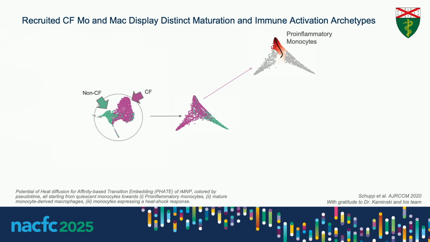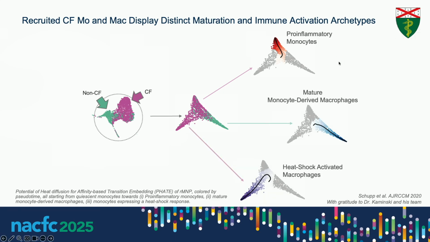So then we identified two CF specific trajectories of maturation within those monocytes and macrophages. Importantly, those two subsets were either pro-inflammatory monocytes that were very immature, very angry immune cells that could not clear bacteria but caused a lot of trouble, or heat shock activated macrophages, which were a little bit more mature in terms of looking like a macrophage, but were not effective at clearing bacteria either, and exhibited a lot of issues with cell death pathways. Meanwhile, our healthy controls had a preponderance of just healthy, pro-resolving, bacteria-clearing, mature monocyte-derived macrophages.